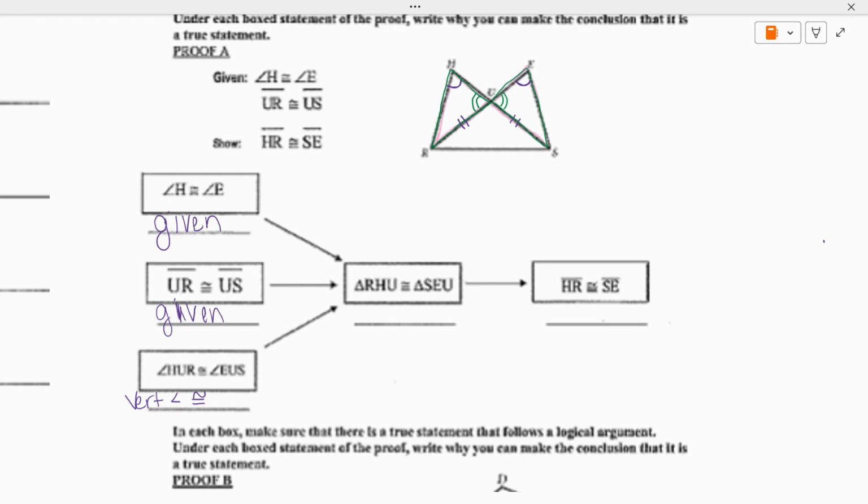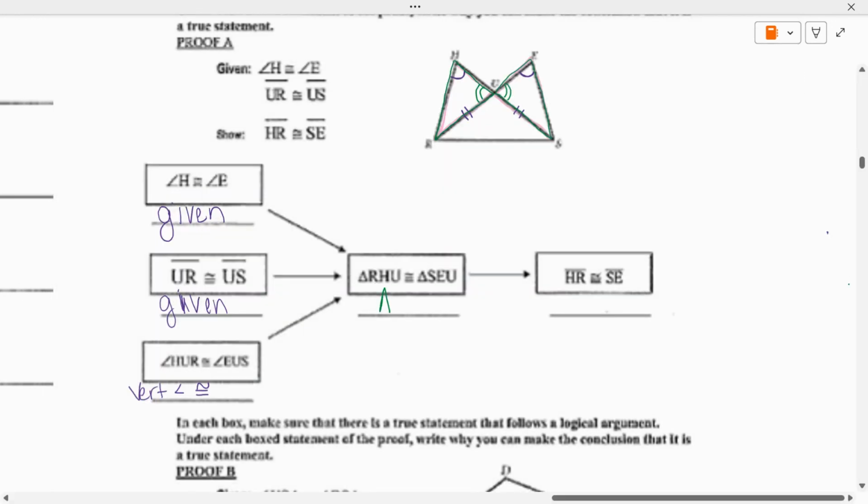Well, it tells you that triangle RHU and triangle SEU are congruent to each other by what? What theorem or postulate says those two triangles are congruent? Angle, side. The congruent side is not in between the two congruent angles. So it's angle, side. That's my reasoning. Angle, side. I can tell I'm boring you guys to death, and I apologize, but you'll be all right.